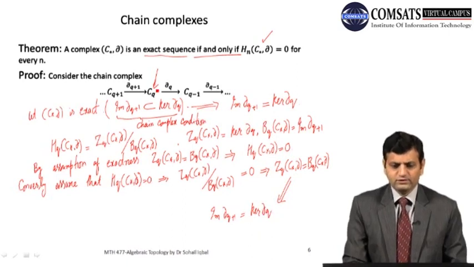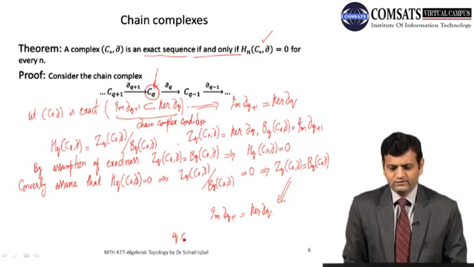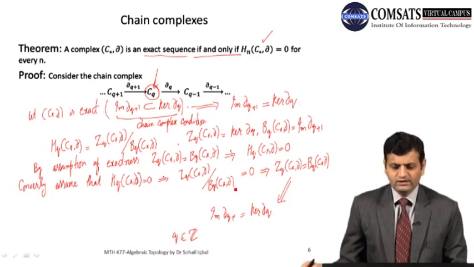We chose this node arbitrarily. In other words, q varies over the set of integers, and the above results hold for each and every integer. So we can say that a chain complex is an exact sequence if and only if the homology is 0.